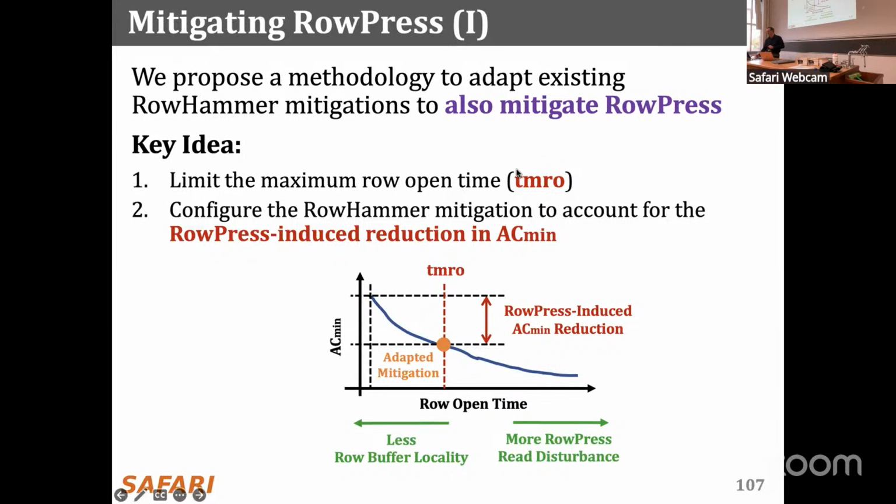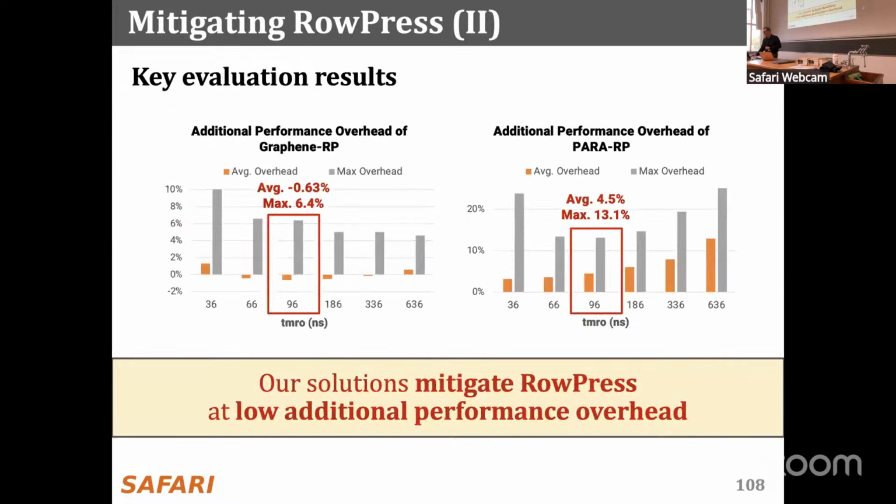One is by limiting the maximum row open time, you're going to lose performance on workloads that actually keep accessing a row sequentially. The second is you adapted the RowHammer mitigation to include RowPress mitigation also, and the mitigation is now more aggressive, so it's going to take actions more aggressively. As a result, you're going to lose performance because of that also. And we check how much performance you lose.